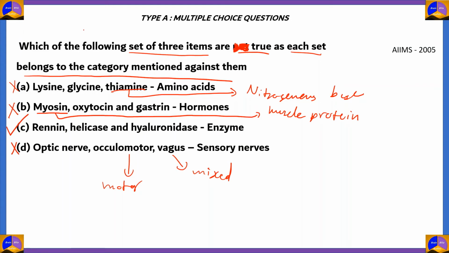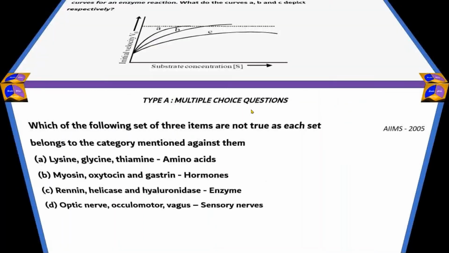So the question is asking us to find out which of the following sets of three items are true, as each set belongs to the category mentioned against them. And after detailed analysis, we find that option C is the only option which matches this. So this is the right answer.